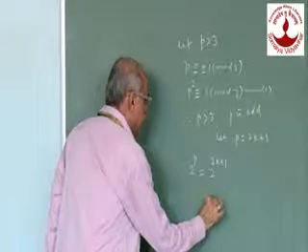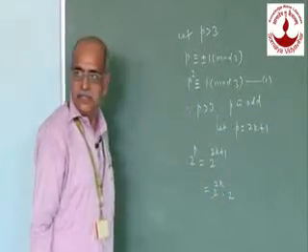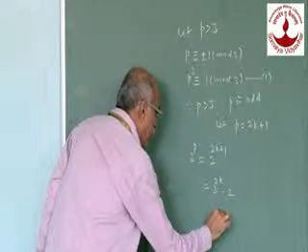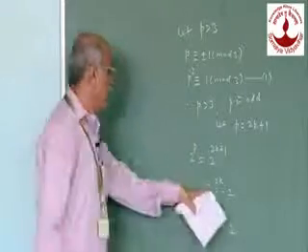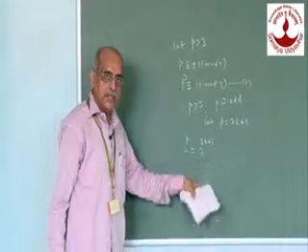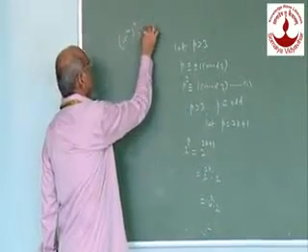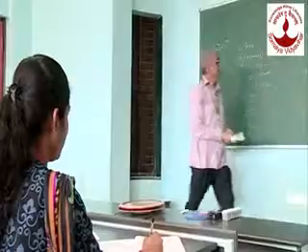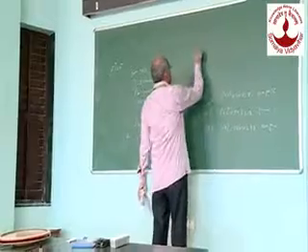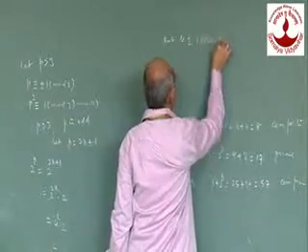Use laws of indices. 4 power k into 2. 2 raised to 2 is 4. Laws of indices: a to the power m to the power n is the same as a power mn. But 4 is congruent to 1 modulo 3.